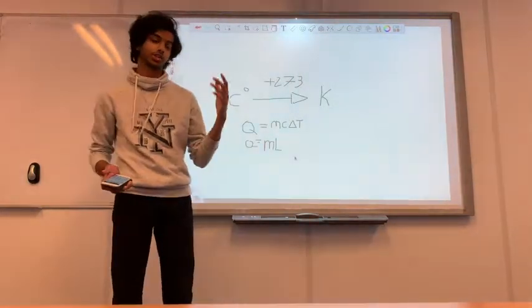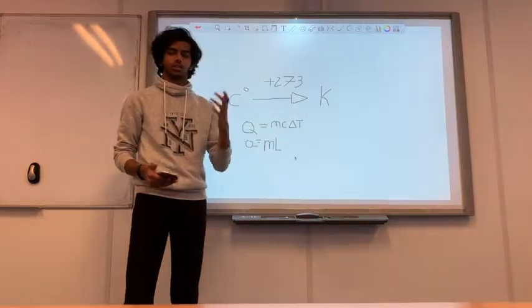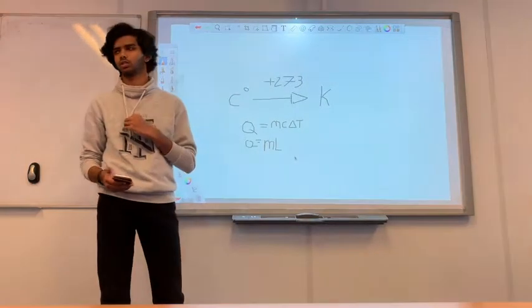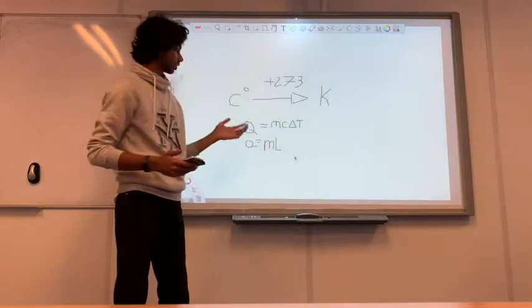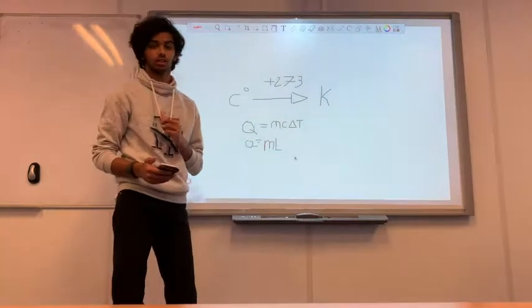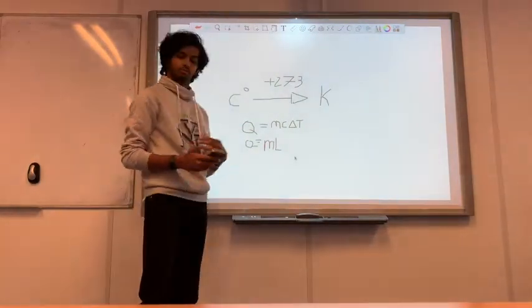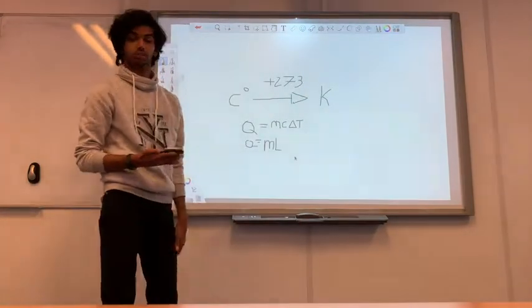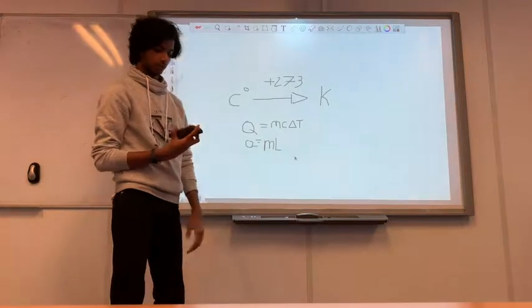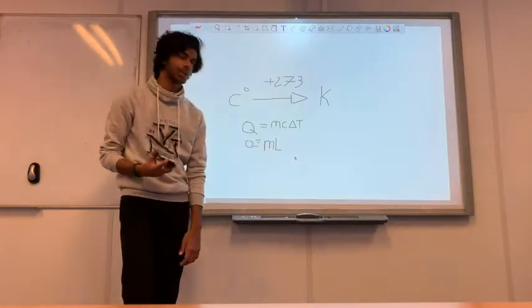For example, vaporization or condensation, and so on and so forth. So the subscript will change, and thus there will be different values for the latent heat. Now this is basically the first part covered. Now let's move on to the second part, which is modeling a gas.